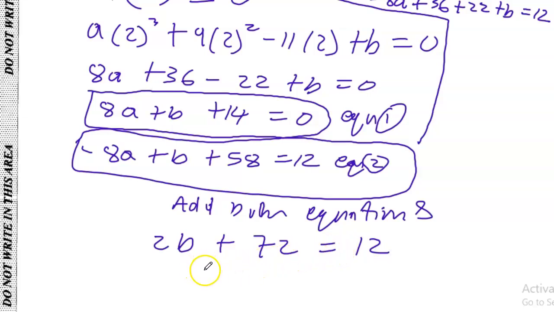So notice we can subtract 72 from both sides. So 2b is equal to 12 minus 72.